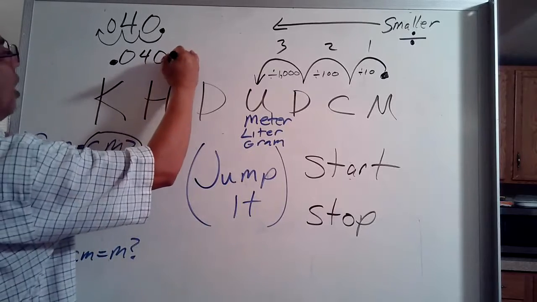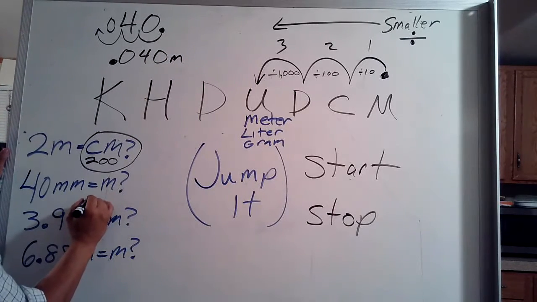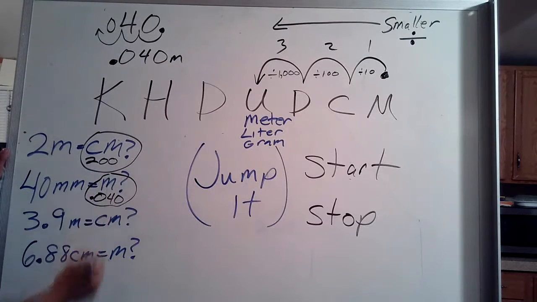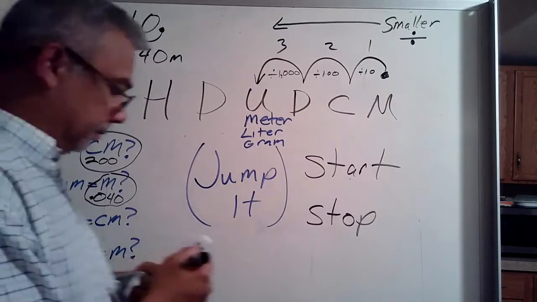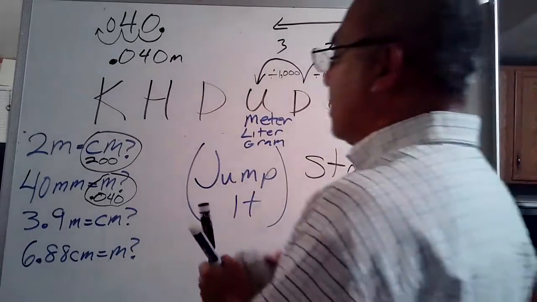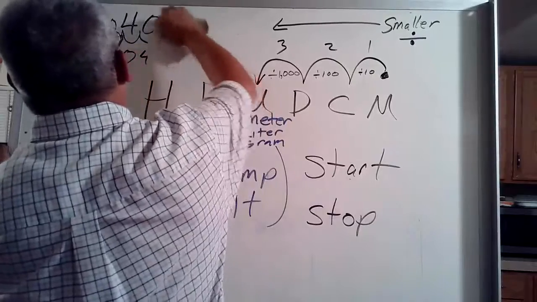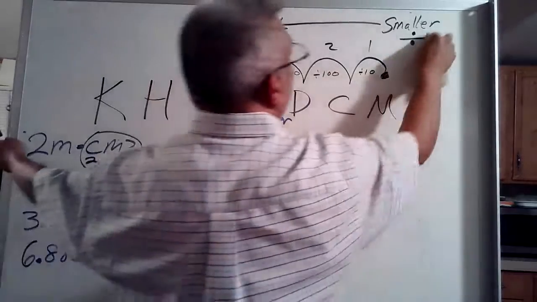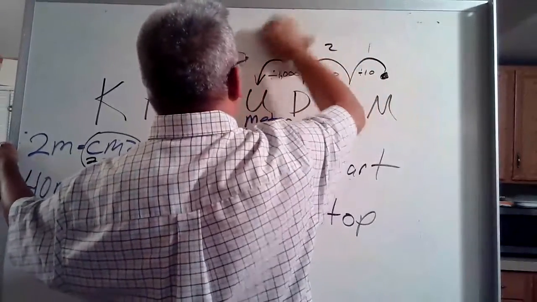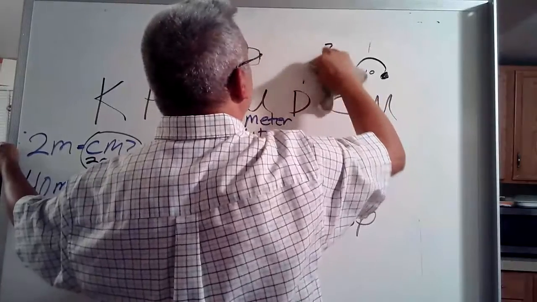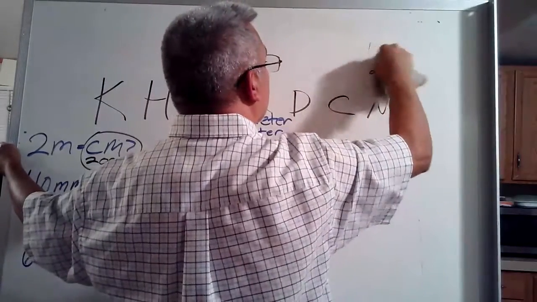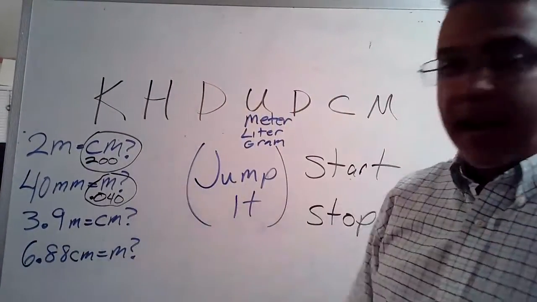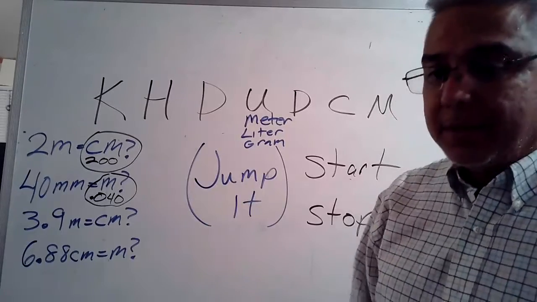And don't forget your label of M. So decimal 0.040, and don't forget your label of M. All right, not bad. So let's go to our next one. Boom. Done. All right, now the next problem that I have is 3.9 M to CM.